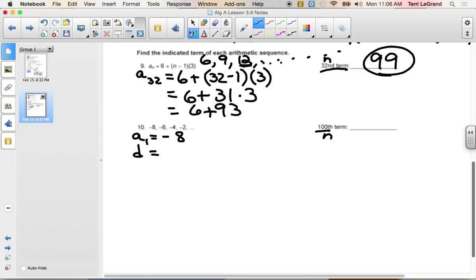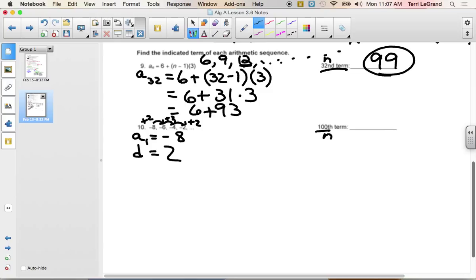We need to know what we're going to multiply by. So we've got to figure out what's going on here. What happens to get from negative 8 to negative 6? We add 2. Does that keep happening? To get from negative 6 to negative 4, is that adding 2? Yes. To get from negative 4 to negative 2? Add 2. Okay, feeling pretty good about that. Our common difference is 2. It's a positive 2, because we were adding 2 to get to the next term.